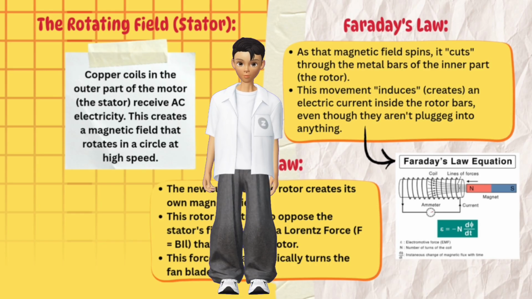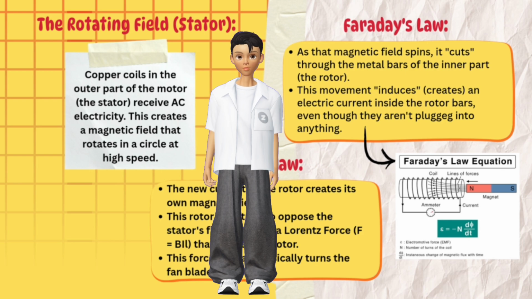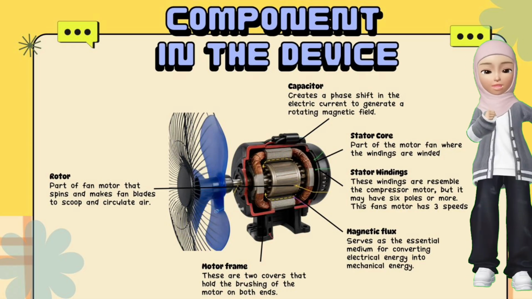Let's see about the rotating field of the stator in the induction motor. Copper coils in the outer part of the motor, which is the stator, receive alternating current electricity. This creates a magnetic field that rotates in a circle at high speed. There are 7 components in the fan's motor.